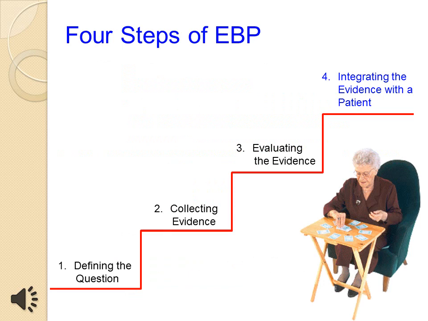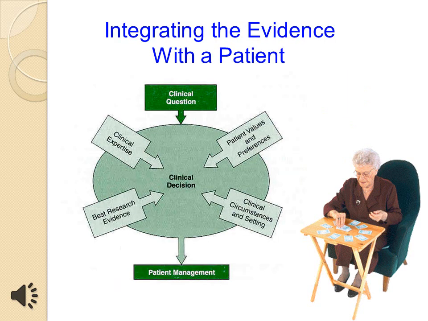The fourth step of evidence-based practice is to integrate the evidence with a specific patient situation. In other words, in what ways does the evaluation of the gathered evidence fit a particular patient situation? In integrating evidence with a specific patient, not only is the best research evidence used to make a clinical decision, but factors such as the expertise of the provider, the patient's values and preferences, and the clinical setting are considered in making the best decision about management for a specific patient.